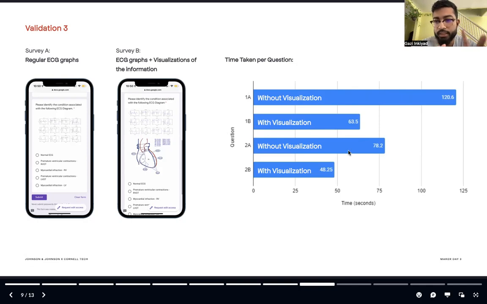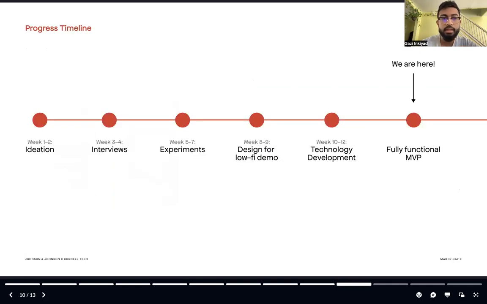We had two questions that we made them answer, and for both questions, they took about half the time with visualization. So this gave us a really strong indication that something like this would be really helpful for surgeons, doctors, nurses, and other medical specialists. So our progress timeline for this product was really fast paced.